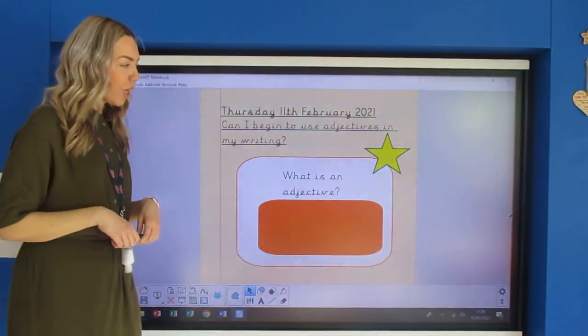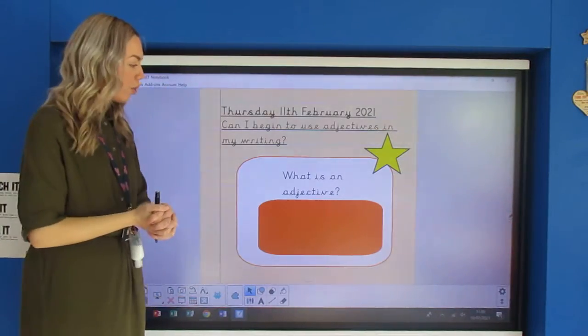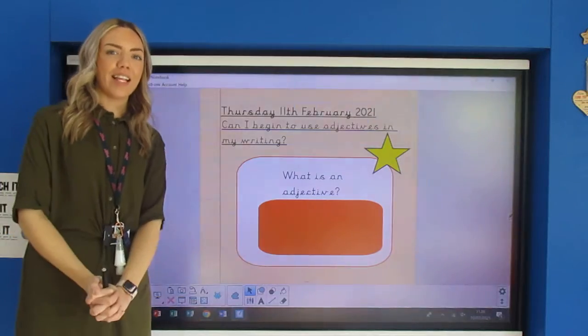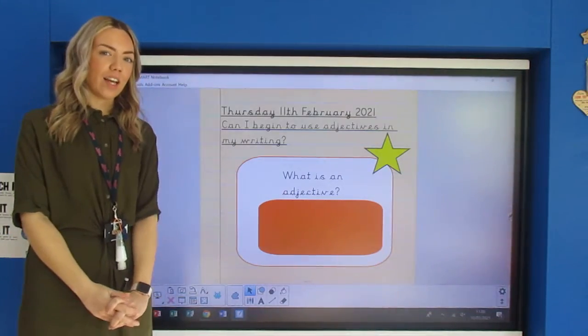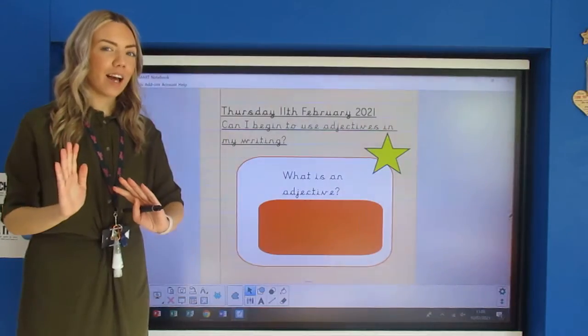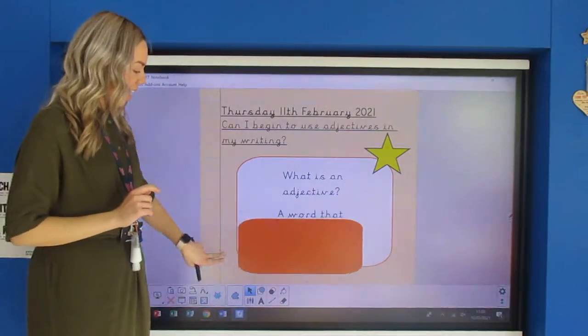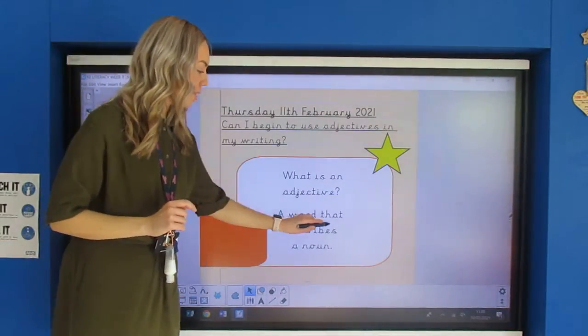Now, the first thing I want you to do is shout at me from your homes and tell your adults what an adjective is. Can you remember? What is an adjective? Shout it out, nice and loud. Super. So let's see if you were right. An adjective is a word that describes, isn't it?